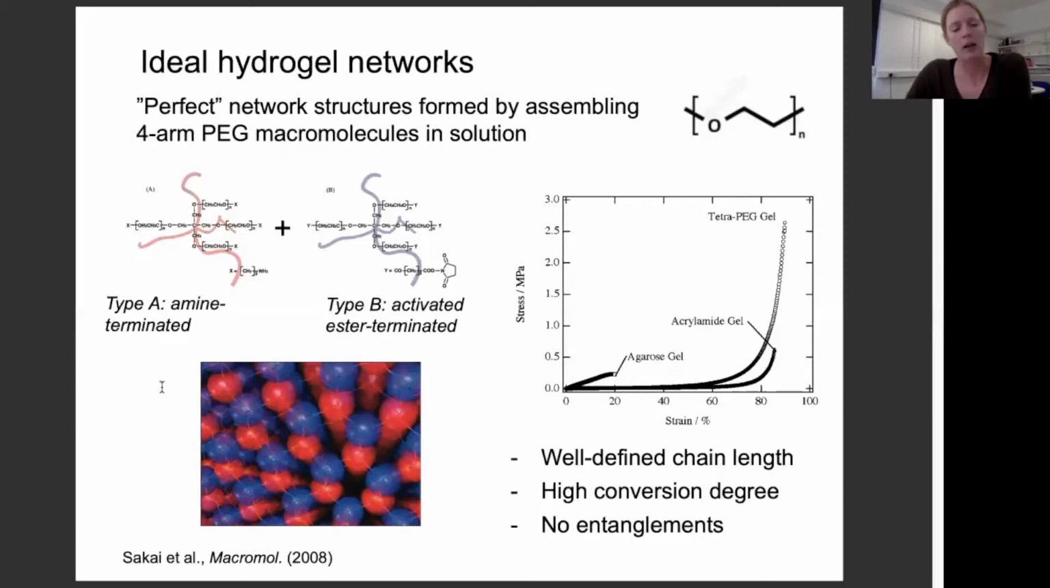They have a high conversion degree, so a lot of the chains actually react with each other, and it's been shown that they don't really have any entanglements. And they also have quite good mechanical properties. So this is an attractive model system to revisit this question of structure-property relationships in hydrogels, because you eliminate a lot of defects and you can work with a more controlled and well-characterized network structure to start with.